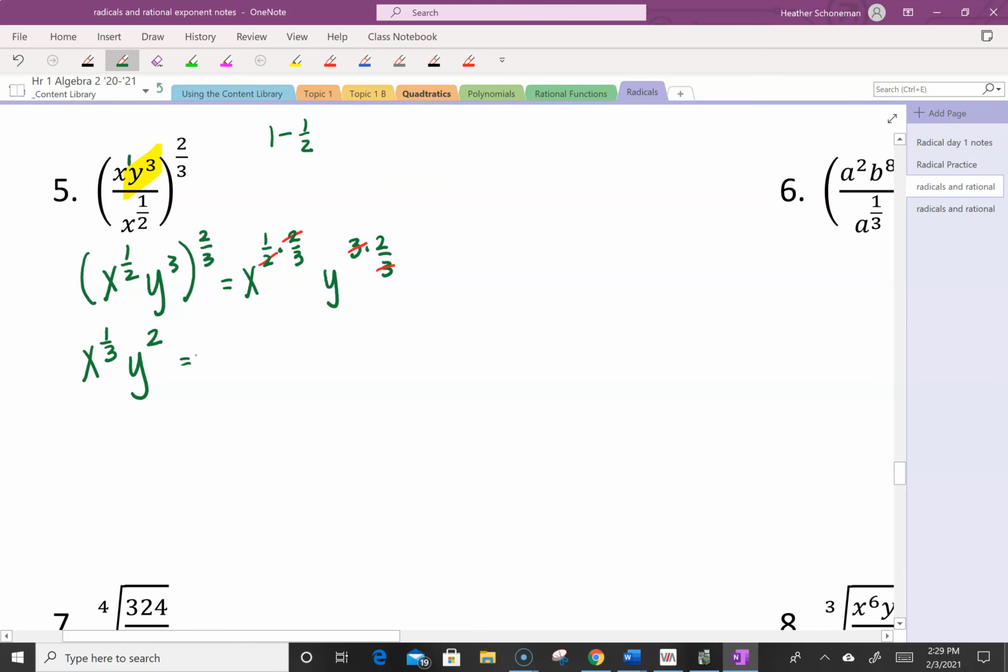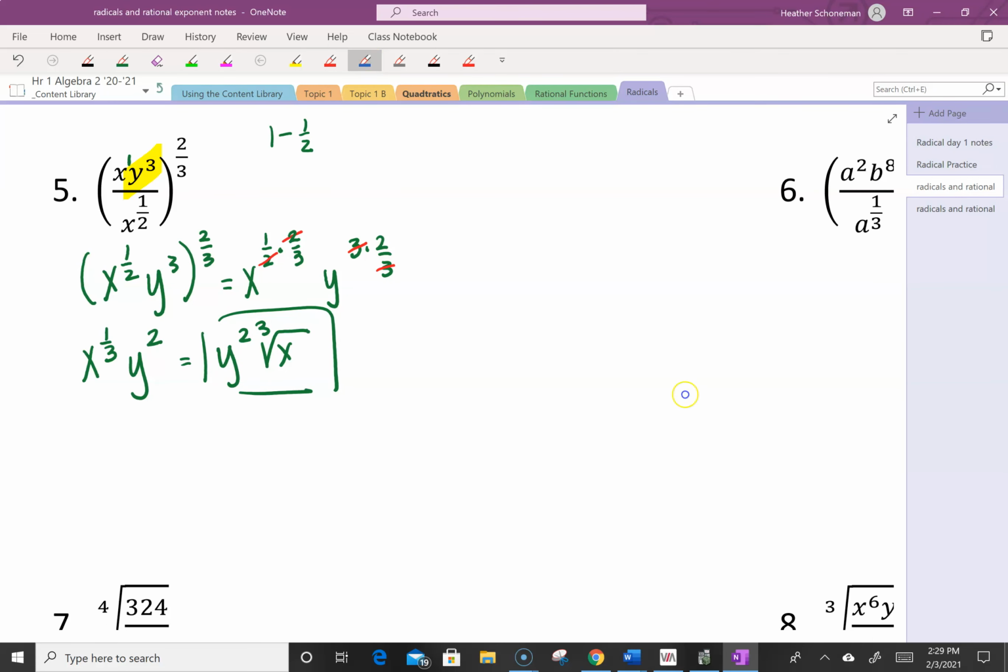Okay, anytime I have a fractional exponent, I've got to rewrite it as a radical to get to my final answer. So y squared, that's not a fraction. Don't need to rewrite it. X to the 1/3, I need to write that. And when I have to write my answer and it's going to be a radical and a non-radical, I got to do the non-radicals first. So I'm going to put the y squared first, and then this would be the cube root of x.